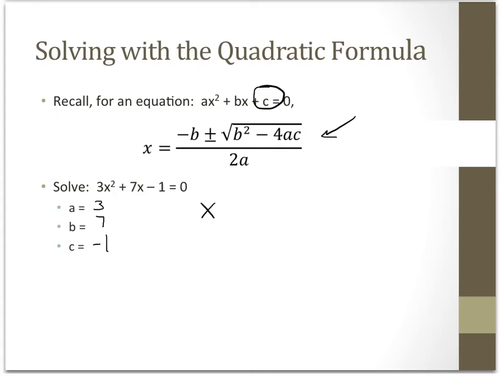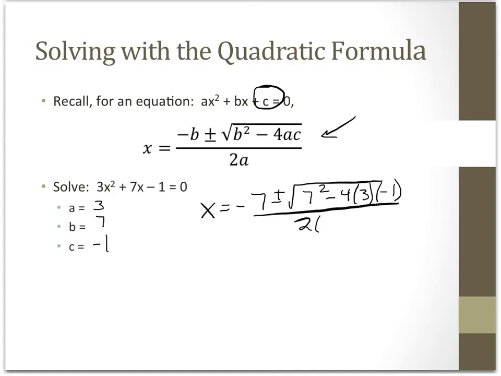So we know that x is going to equal the negative of b, which is 7, plus or minus the square root of 7 squared, which is b, minus 4 times our a value, which is 3, times our c value, which is negative 1, all over 2 times our a value, which is 3. This looks like a mess, but we'll clean it up pretty soon.